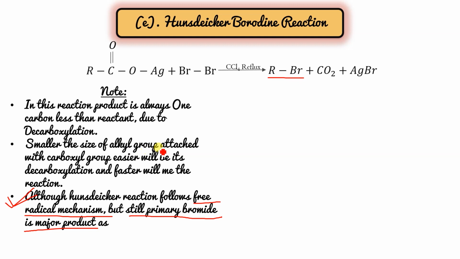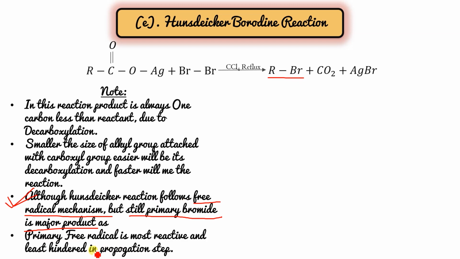Smaller the size of alkyl group attached with the carboxylic group, easier will be its decarboxylation and faster will be the reaction. And that is the reason behind this fact, that why the primary bromide is major product. And इसके पीछे मैंने लिख दिया because primary free radical is most reactive, बहुत highly reactive होगा, because tertiary free radical is going to be stable while the primary free radical will be more reactive. So that's why it will react faster and this will give you the major product.